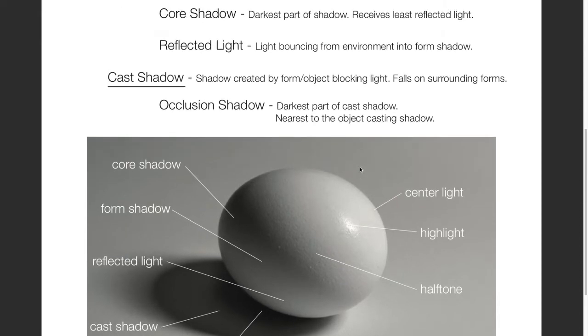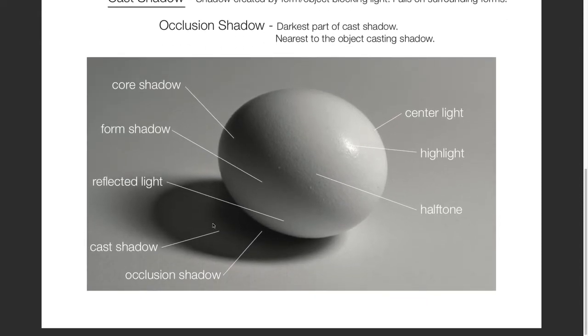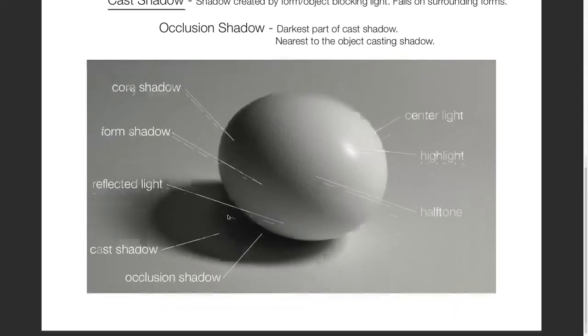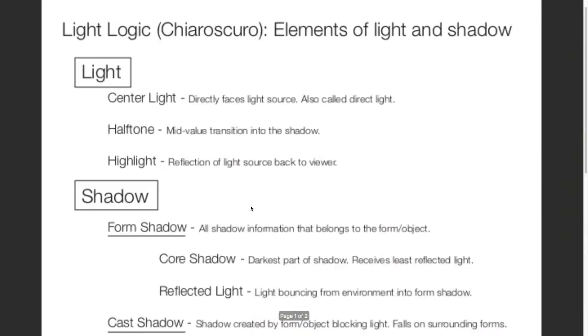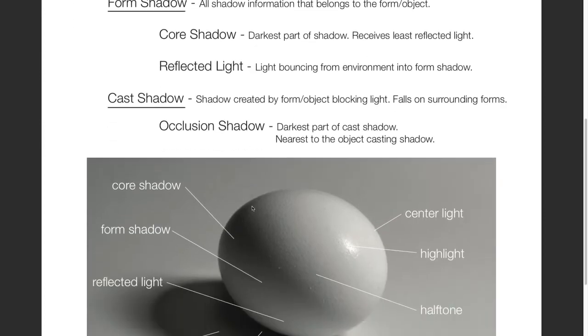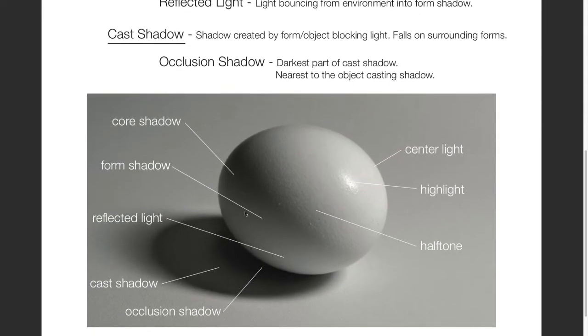All right, so that leaves cast shadow to talk about. And there's really only a couple of things to talk about with cast shadow, and that's kind of how it behaves, like different parts of it. The darkest part of a cast shadow, you can see it with this egg right up underneath here. You get this super dark area, like where the light can no longer bounce effectively up into that small gap there. And so as a result, it gets darker.